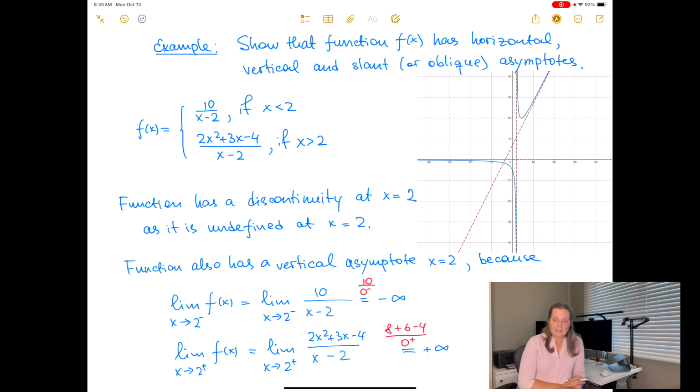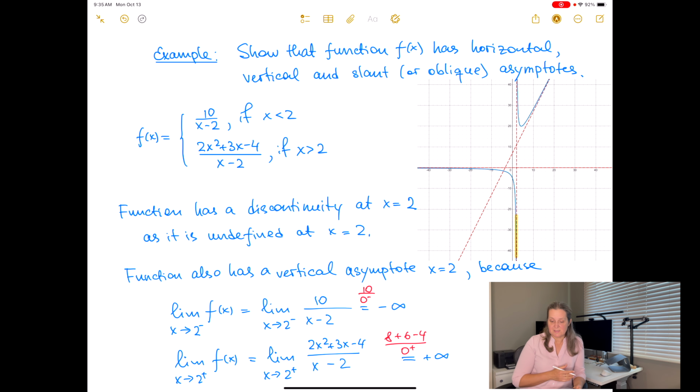By calculating the limit of the function f of x as x approaches 2 from the left, we see that the values of the function go to minus infinity. This means that the function indeed has a vertical asymptote. On the other side, as x approaches 2 from above, we also notice asymptotic behavior. The values of the function explode to plus infinity. So the function around x equals 2 truly tries to behave as a vertical line x equals 2.